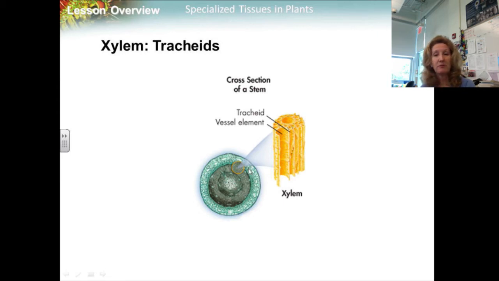Angiosperms have a second form of xylem known as vessel elements, which are wider than tracheids and are arranged end to end on top of one another like a stack of tin cans, too.